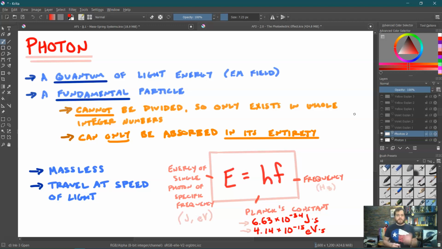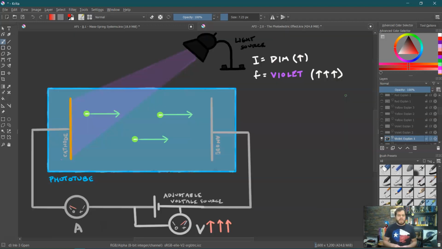Additionally, just a quick note, photons are these massless particles of energy, and they travel at the speed of light. They are literally what light is composed of. So how exactly does having light act like particles, or photons, explain the photoelectric effect?